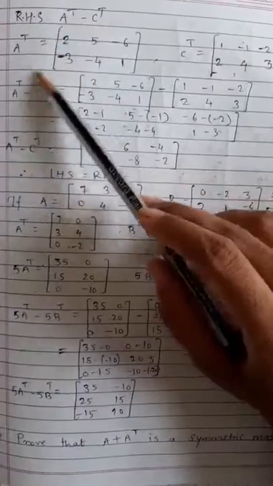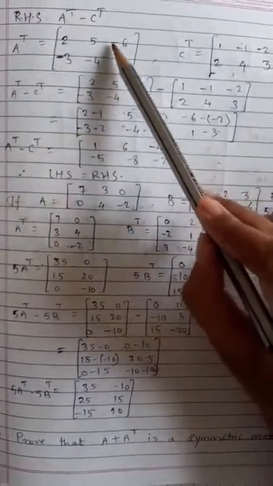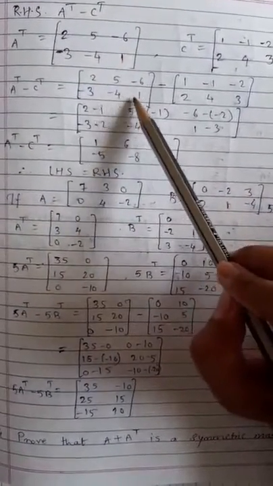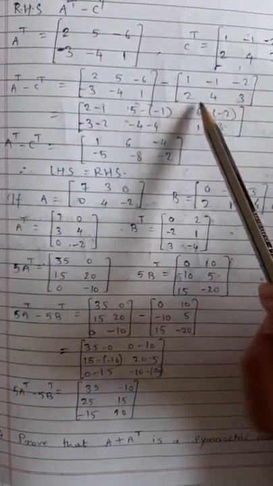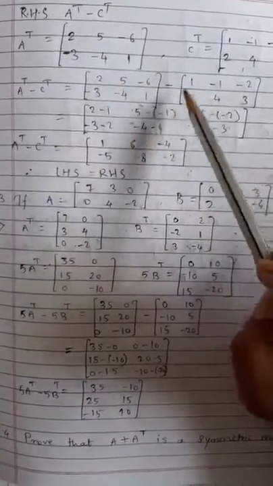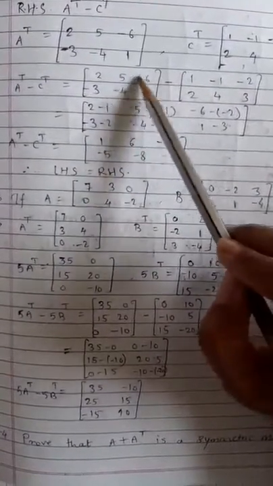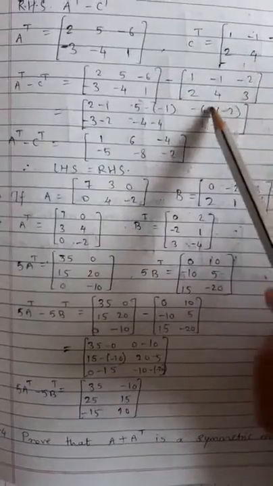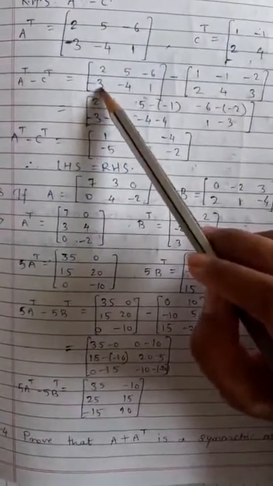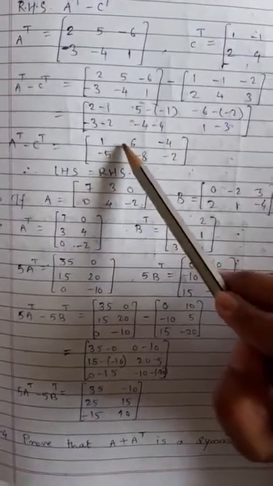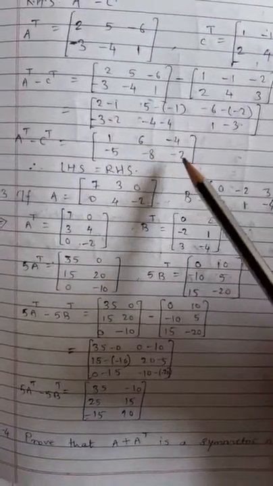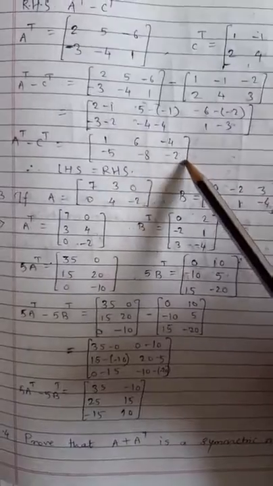And now we have to do the subtraction of A transpose minus C transpose. 2, 5, minus 6; minus 3, minus 4, 1 minus 1, minus 1, minus 2; 2, 4, 3. So this will be 2 minus 1, 5 minus of minus 1, minus 6 minus 2 minus of minus 2, minus 3 minus 2, minus 4 minus 4, 1 minus 3. So this will become 1, 6, minus 4; minus 5, minus 8, minus 2.